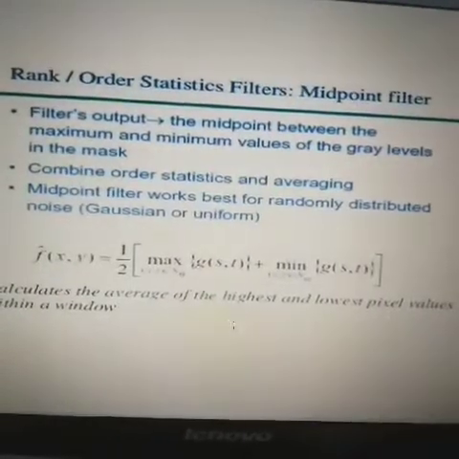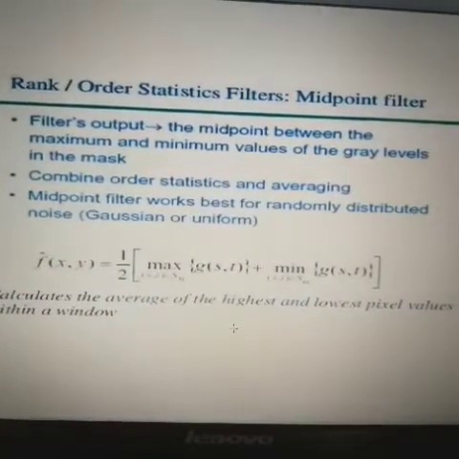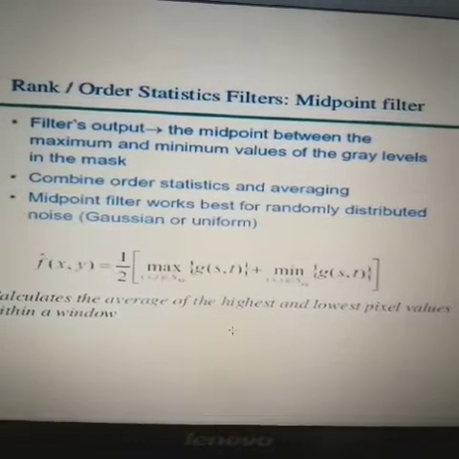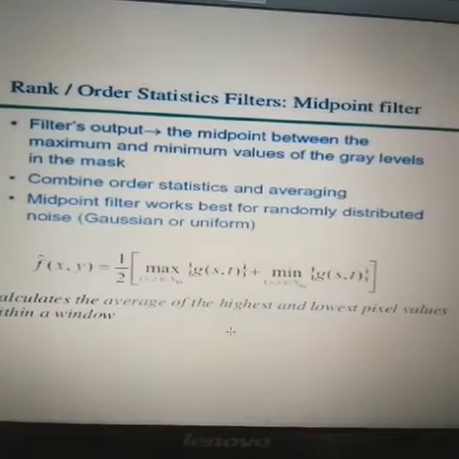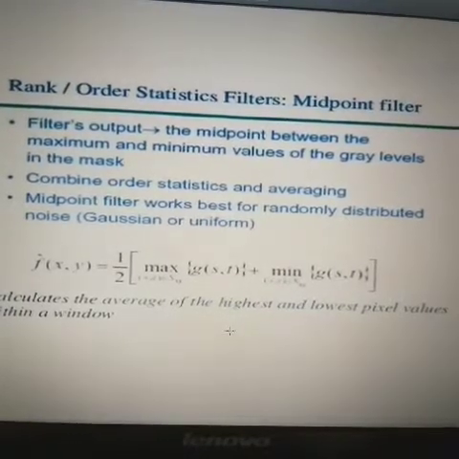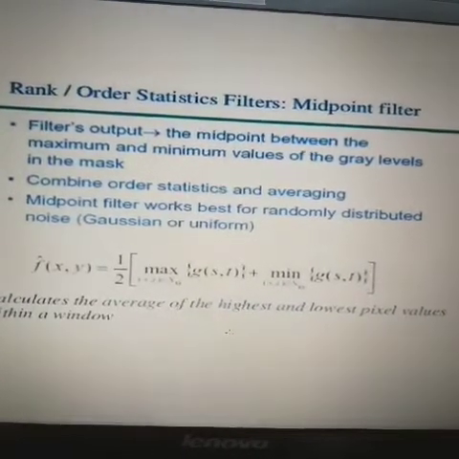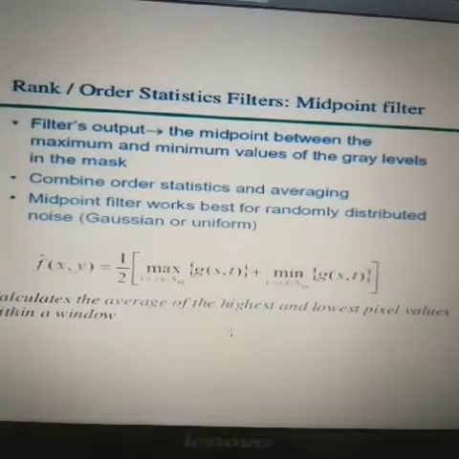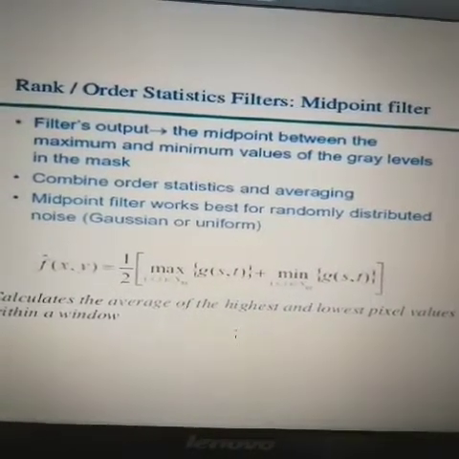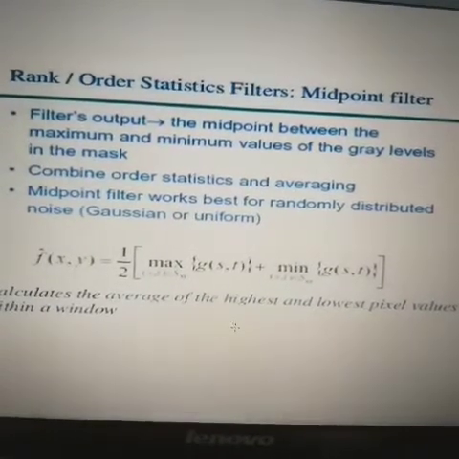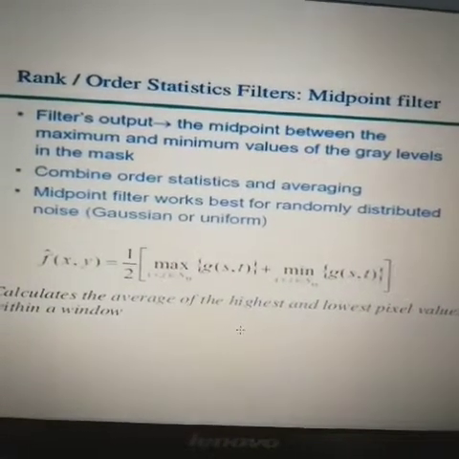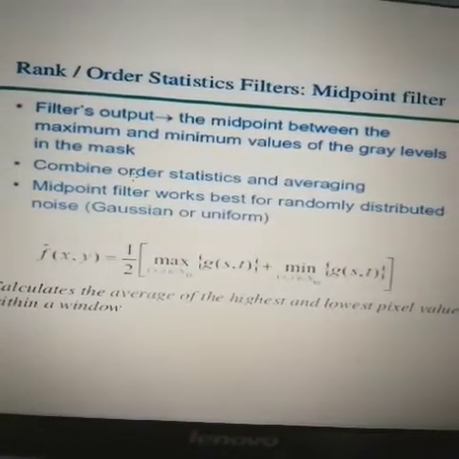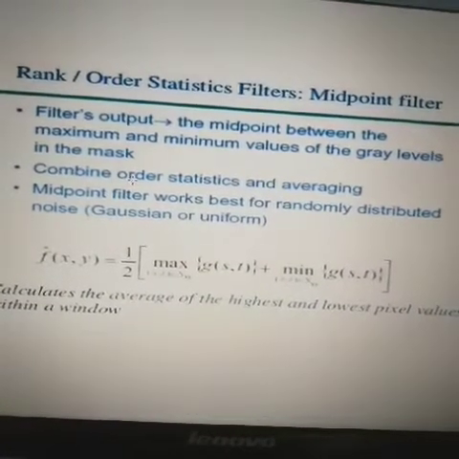Clear? Next we have the midpoint filter. The midpoint filter's output is the midpoint between the maximum and the minimum of the gray level values in the mask. It combines order statistics and averaging. The midpoint filter works best for randomly distributed noise like Gaussian or uniform noise. So we have the equation where we simply calculate the midpoint.